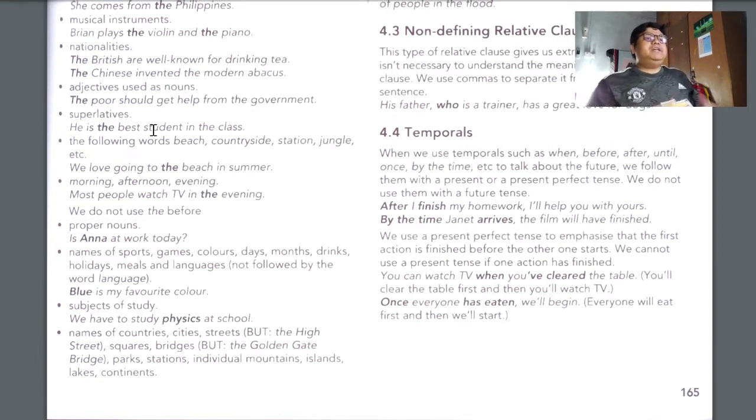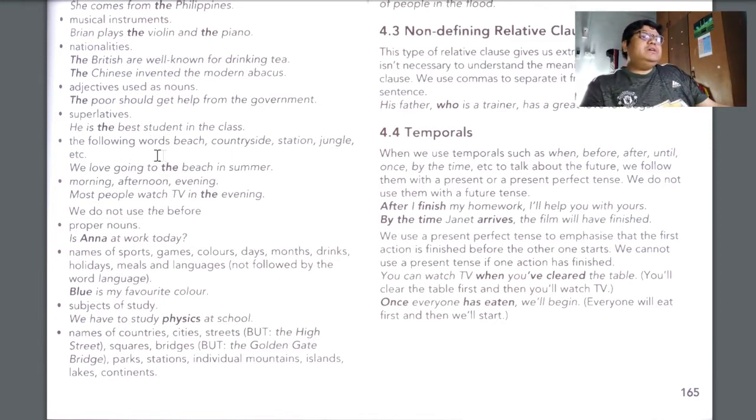Superlatives. Okay, superlatives ni apa tu? Perbezaan antara dua comparative adjective. Contohnya bigger, better itu comparative. Tapi kalau contohnya paling tinggi, the tallest person in the class, okay, itu kita panggil superlative. Okay, so sebelum perkataan largest, biggest, tallest, so kita kena letak article the dekat situ.